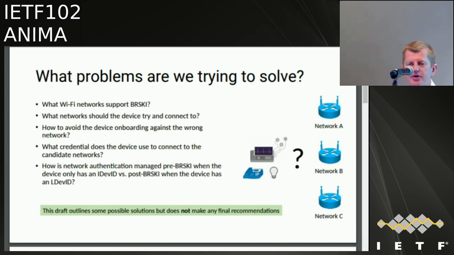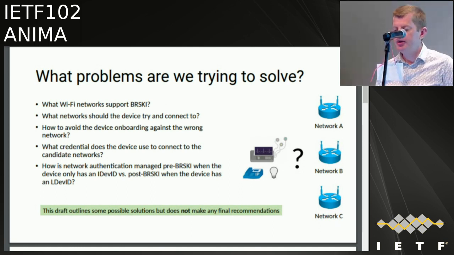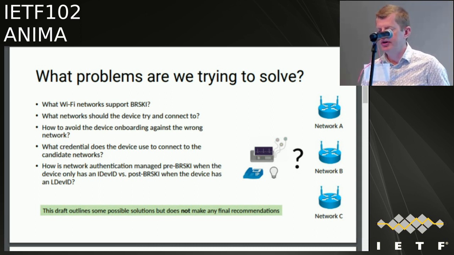What credentials does the device use to connect to the SSID initially? Because when the device first powers up, it has its IDevID. And after the device is connected to the network, has done its initial authentication, it's done the Brewski flow, is enrolled, when it has its LDevID, how is network authentication managed? How do you manage that network authentication transition from when a device doesn't have an LDevID to when the device does have an LDevID, and how do you do that on a Wi-Fi network?